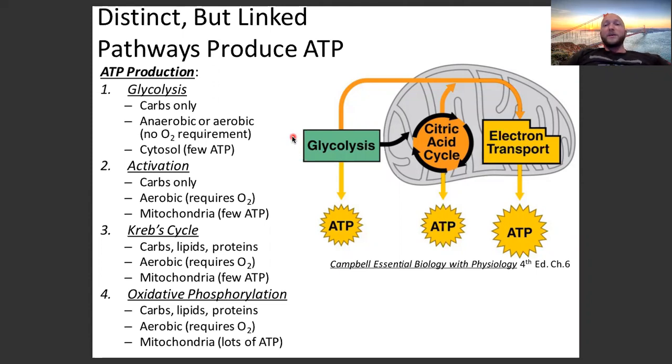This video is going to cover metabolism lectures. I'm going to break this video into two parts. The first time through, we're going to cover glycolysis, activation, Krebs cycle, and oxidative phosphorylation. In the second video, we're going to cover all of these, plus we're going to add in a bunch of extra material that is related to different parts of this.